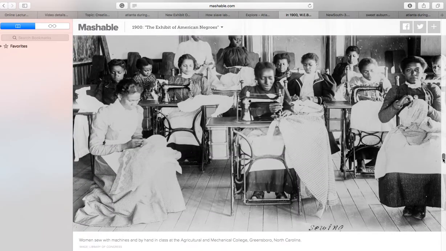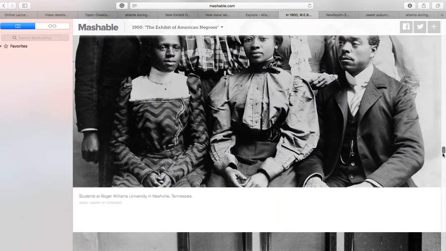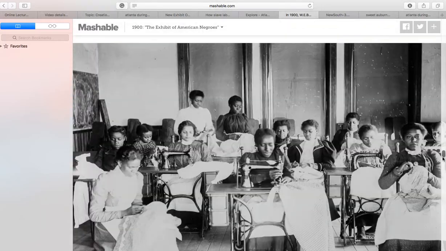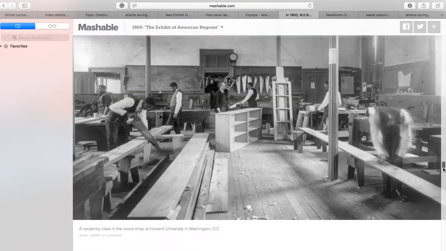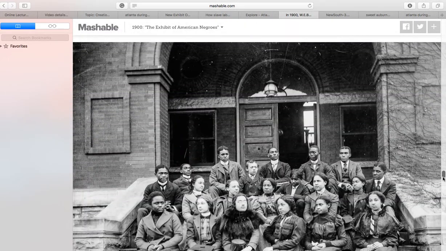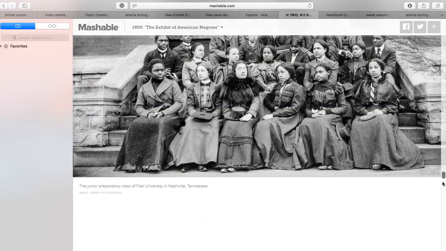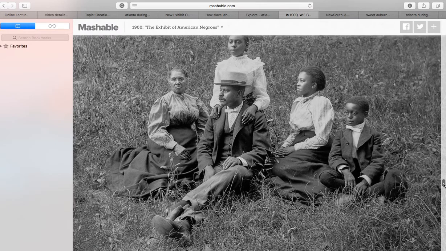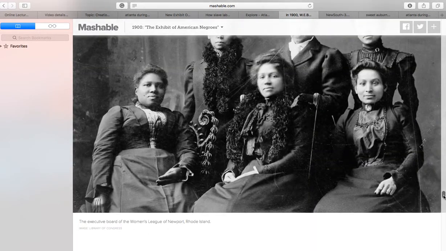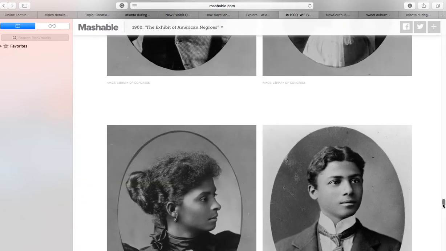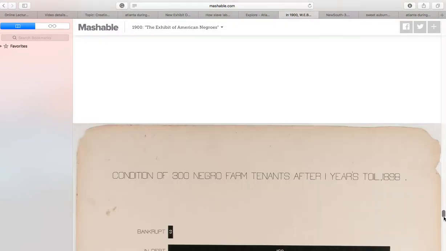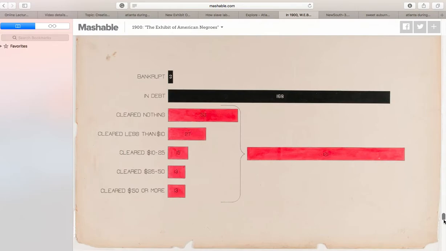Again, we see students at Roger Williams University in Nashville. We see women engaged in seamstress and carpentry classes. Again, all aspects of workers' lives, which Du Bois very much would have wanted to showcase as a documentarian himself of the African American family. That's what his research demonstrated. So look at this.